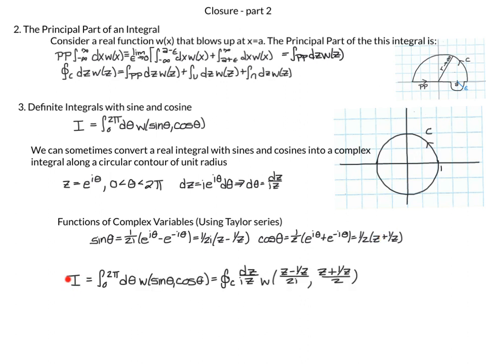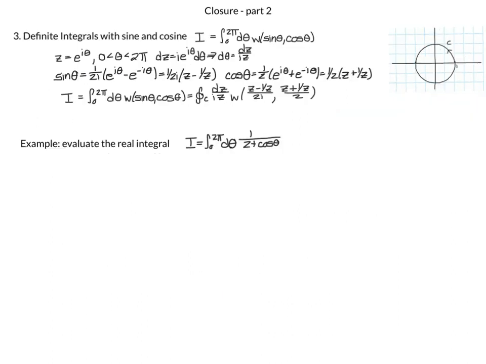Now I'm ready to substitute in my formula for I, which goes from 0 to 2 pi d theta, some function of sine of theta and cosine of theta, which is equal to my closed curve integral. Now for d theta, I'm going to substitute dz over iz, and then for sine, I'm going to substitute z minus 1 over z over 2i, and for cosine, I'm going to substitute z plus 1 over z over 2. So this is our formula here, and I'll give you an example to show you how it works.